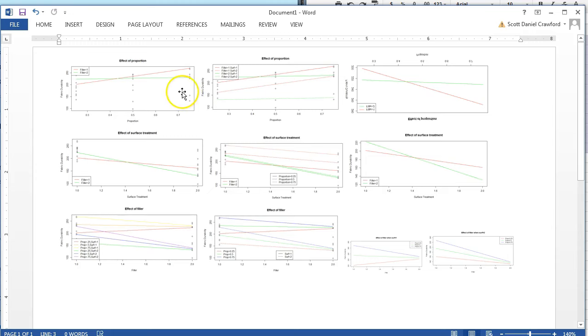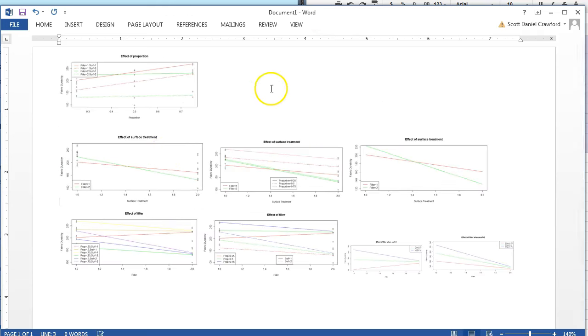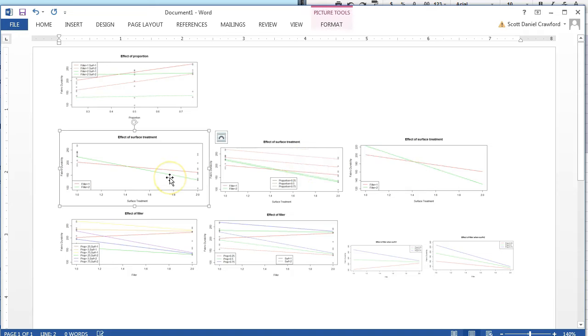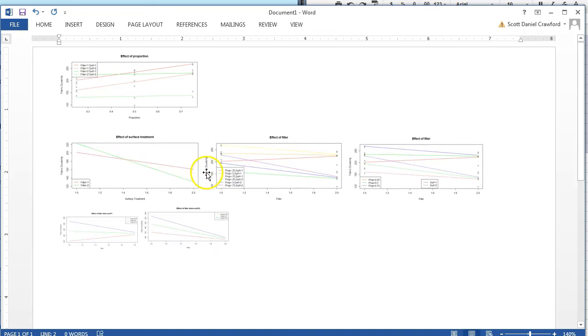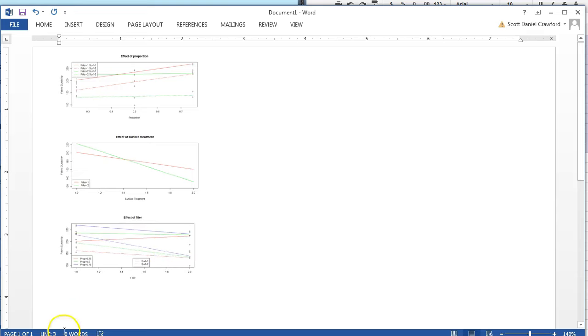Here's the 3 graphs for proportion. I'll pick the middle one to give me some nice variety. Here's my 3 graphs for surface treatment. I'll pick that last one because it looks nice and clean. And then out of all these, well, let's see, that one has 2 graphs. Let's not do that. We'll go with this guy.